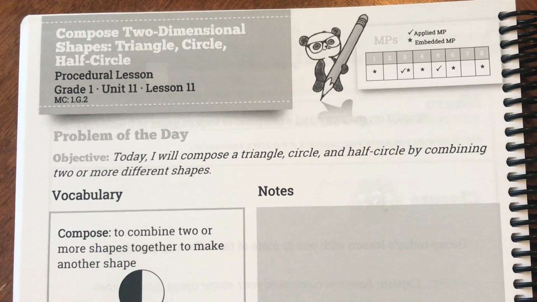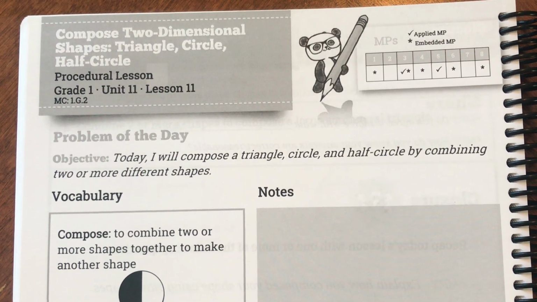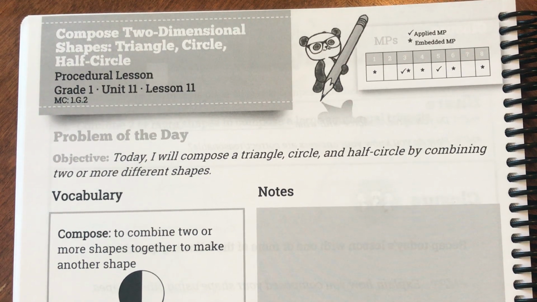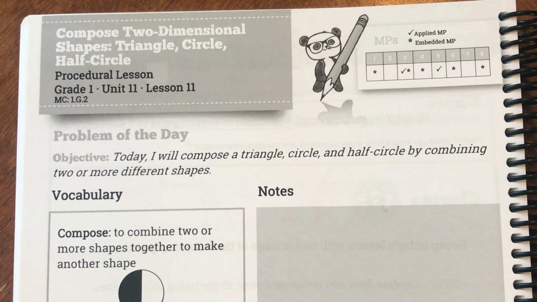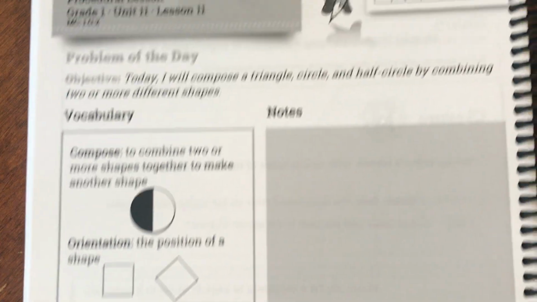Good morning, first graders. Today we are on page 255 of your student journal, Unit 11, Lesson 11. We are continuing with exactly what we did yesterday. Our objective for today is exactly the same as yesterday: today I will compose a triangle, circle, and half circle by combining two or more different shapes. We don't have any new vocabulary today, so I'm just going to get started with my examples.